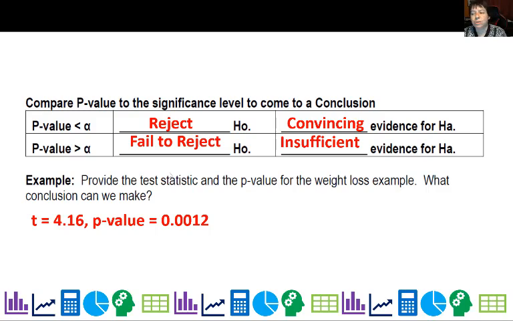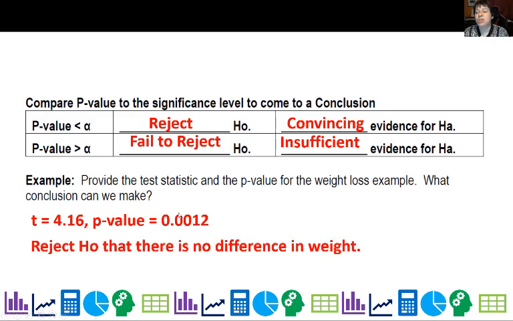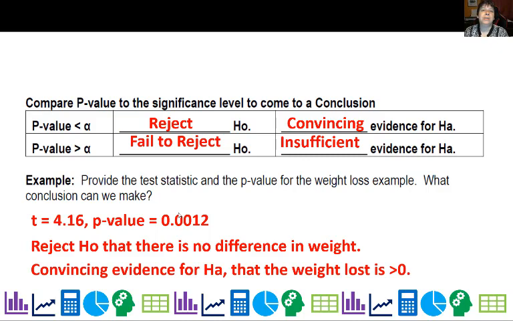So based on our weight loss example, we had a t-value of 4.16 and a p-value of 0.0012. Typical alpha is 0.05. That's definitely less than your typical alpha, all right? So we're going to reject H0, that there is no difference in weight. So that's the null, that there is no difference. We're going to say we have convincing evidence for the alternative, that the weight loss is greater than 0.